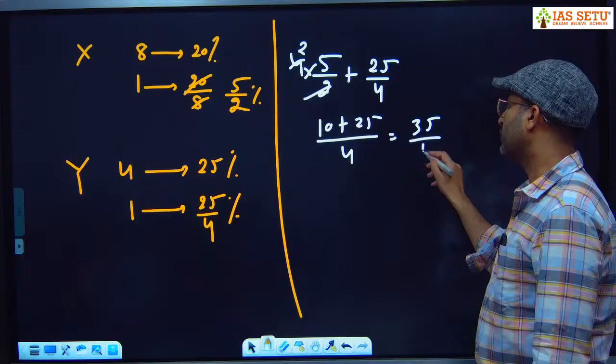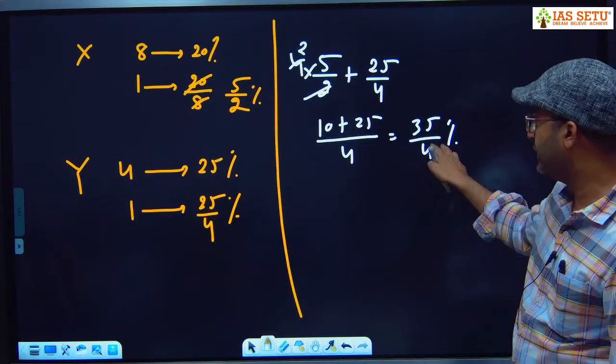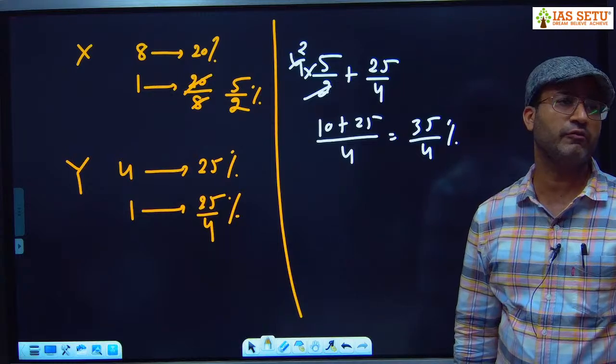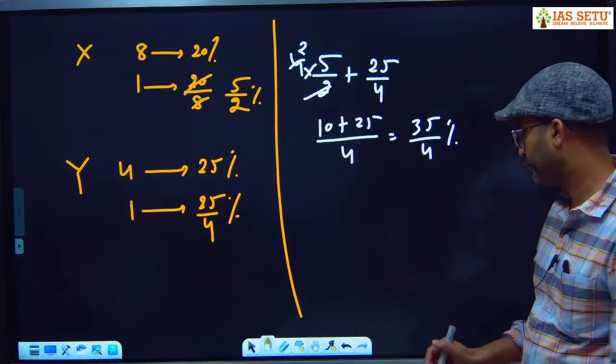So 35/4% they are doing daily. Daily they are doing 35/4%. This is 1 day work. ठीक है?